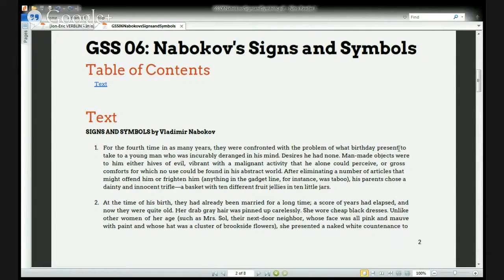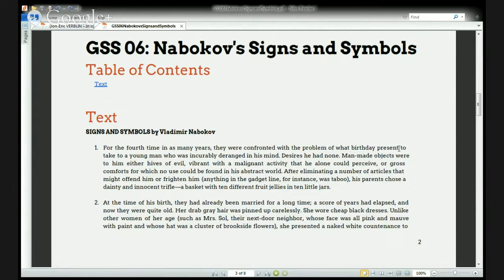Her drab gray hair was painted up, carelessly. She wore cheap black dresses, and like other women of her age, such as Mrs. Saul, their next door neighbor, whose face was all pink and mauve, which is a color, mauve, with paint and woods, had a cluster of brookside flowers. She presented a naked white countenance to the fault-finding light of spring.